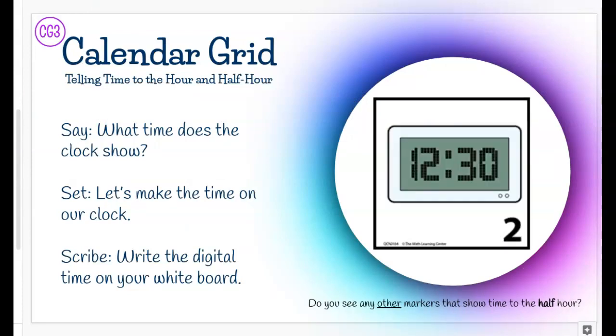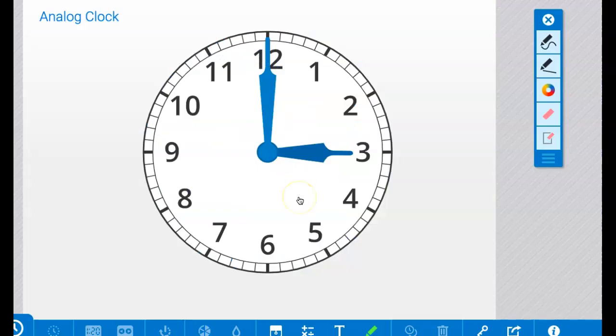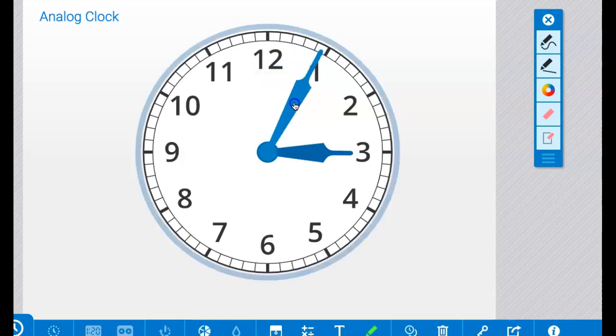What time does the clock show? Read this with me. 12:30. Let's set that on our clocks. Now we need to move our minute and hour hands. If it's 12:30, where does my minute hand need to go? If you said it needs to go all the way to the 6, good work. This is showing that half of my hour has passed because it's halfway through the clock.